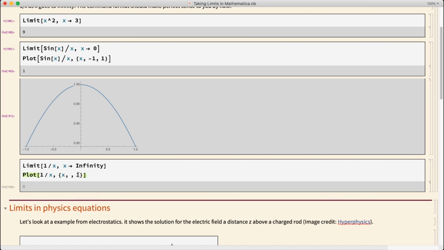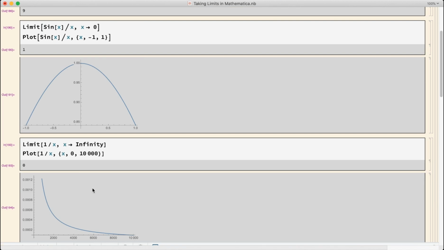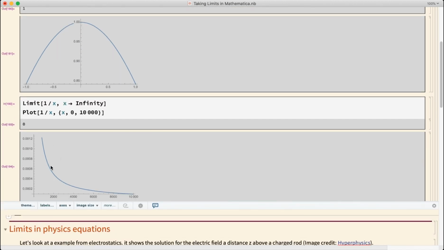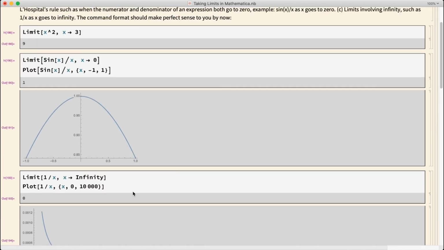And in this case, we'll take it from this to, we'll make it a large value. Yeah, so here, in fact, you can see as x gets very, very large, this function indeed does go to 0. Okay, so those are some math examples of taking limits, which is useful.